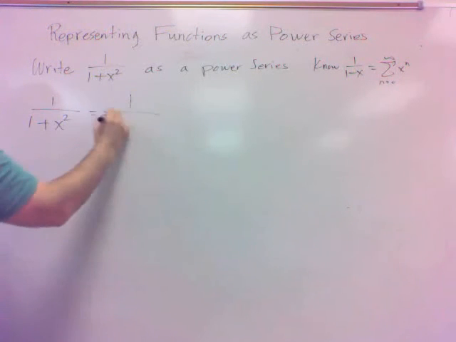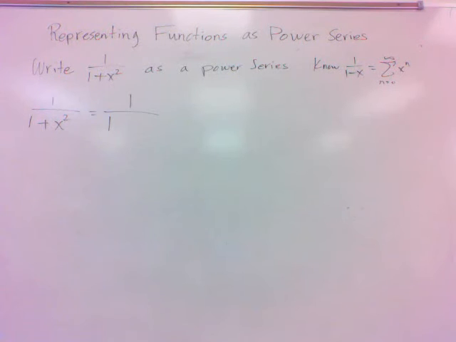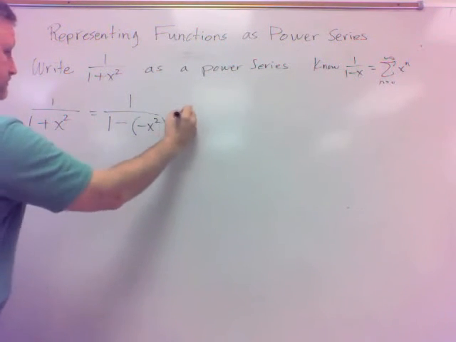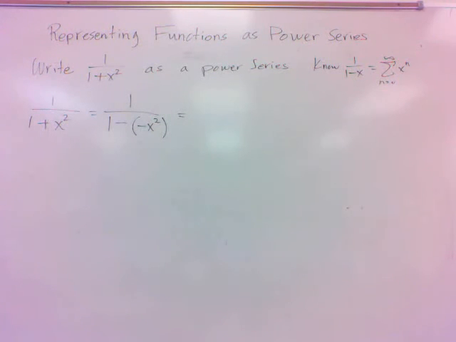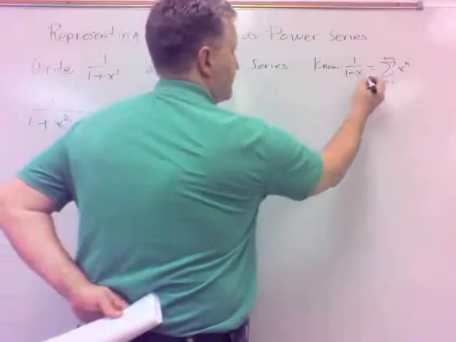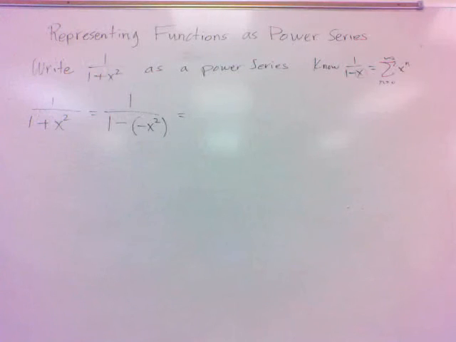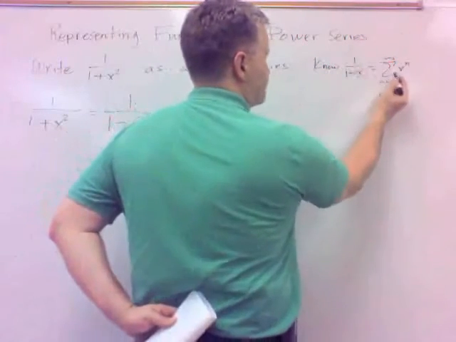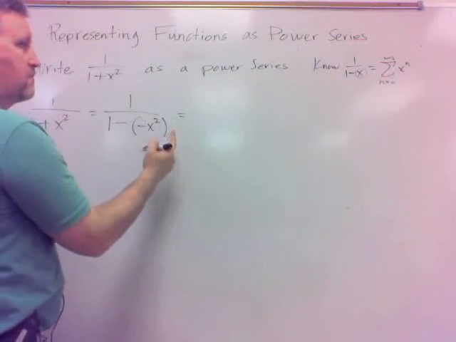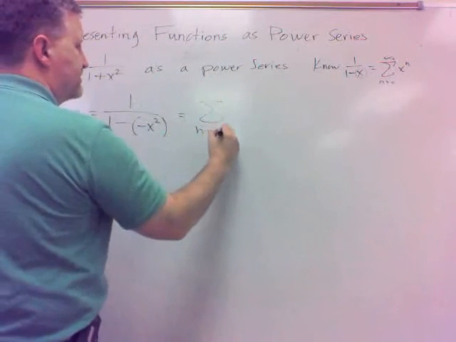Couldn't we say 1 over 1 plus x squared is 1? How about we say it's minus x squared? 1 over 1 minus x squared. Why would I do that? Well, I would do that because then I have pretty much a one-to-one correspondence there, don't I, for my power series? Since 1 over 1 minus x equals the series x to the n, what do you think 1 minus x squared would be? Well, it'll be n equals 0.